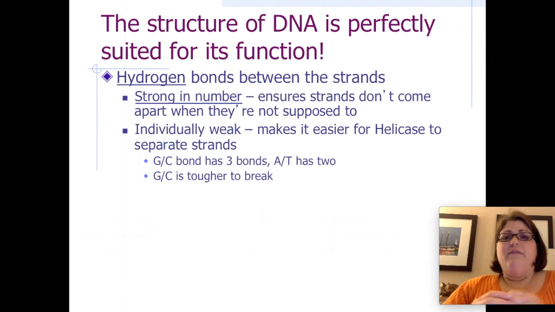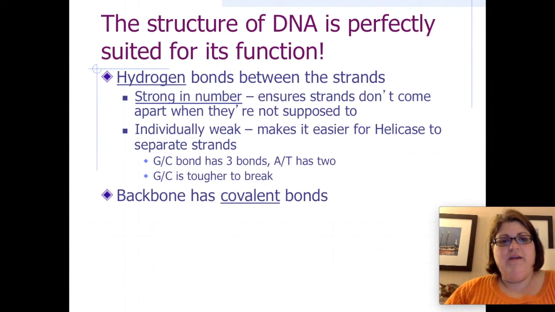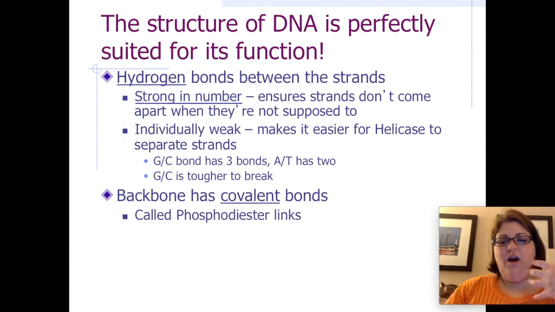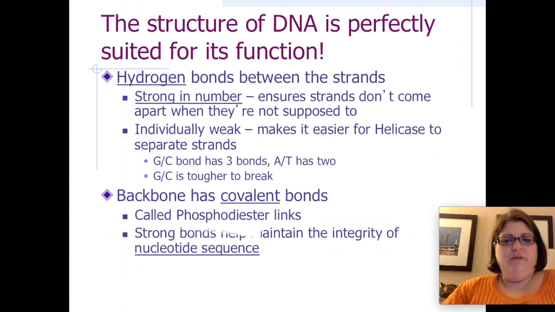Lastly, if you recall, the backbone of DNA is made up of sugar and phosphate, and that's held together with a very strong bond called a phosphodiester link. In other words, a bond between the sugar and the phosphate. Those bonds are covalent bonds, which are much, much stronger than a hydrogen bond. And those covalent bonds are really going to be tough to pull apart. What that means is that it's going to be very difficult for DNA ever to fall apart.